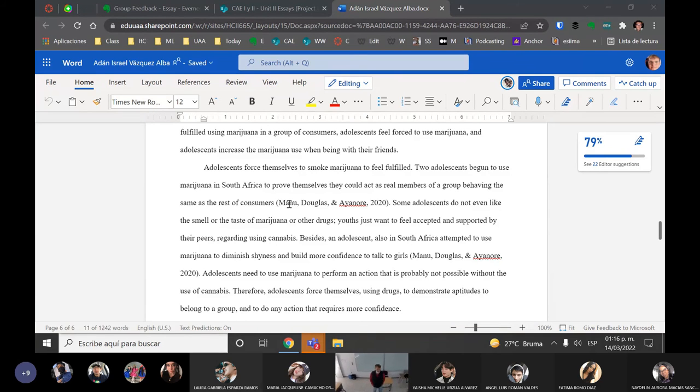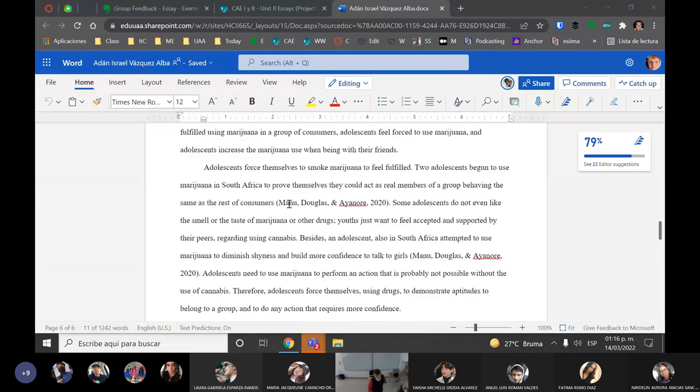Make sure that the citations themselves contain only the author's last name. I saw some examples with the author's last name, comma, the first initial, kind of like what we do with the references, but that's only for the references. Citations include only the last name. Just like this example, Manu, comma, Douglas, comma, and Ayanor, comma, and then the year. Notice we have a serial comma.